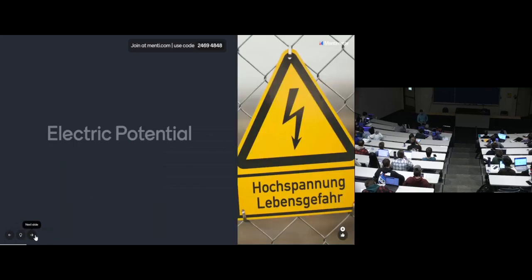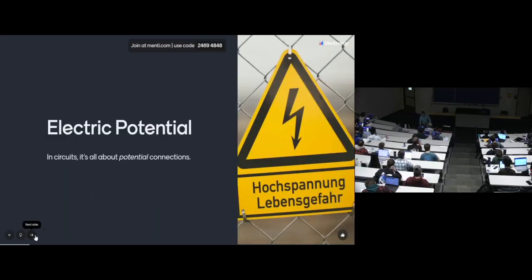Let's talk about electric potential. In circuits, it's all about your potential connections. Ha ha ha, good pun. Thank you, I appreciate that. So, electric potential.